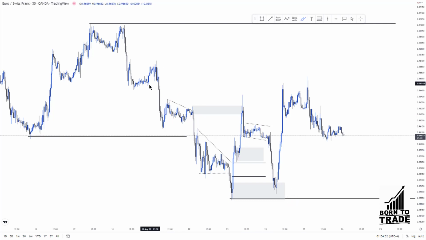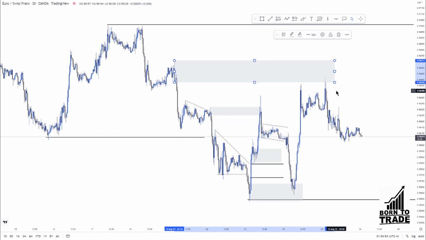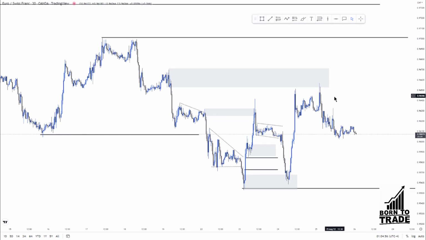Another good zone to consider is this zone right here, because you can see price pulled back here and dropped before we got this break of structure. So this is another good zone to trade from. This is our supply zone, which you can look to trade.